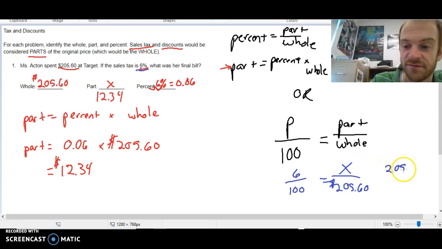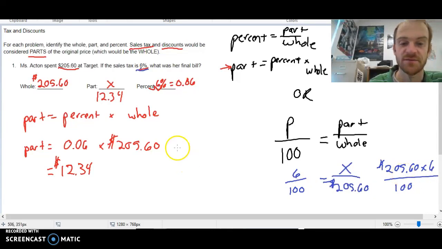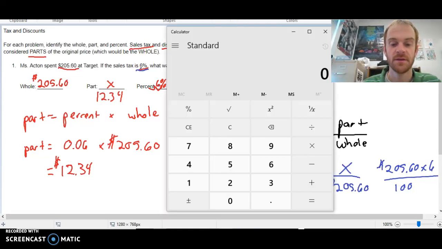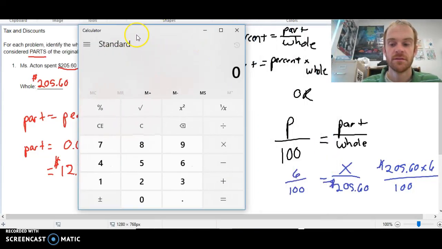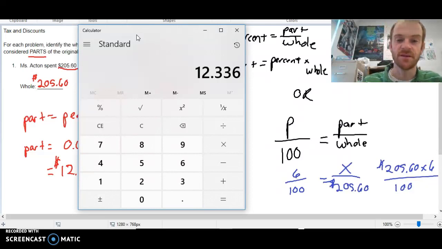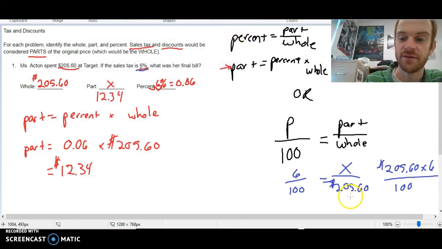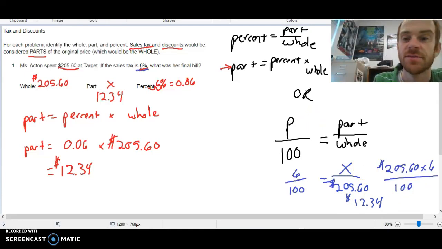So now to find what the part is, I cross multiply. So that means I take $205.60 times 6, and I divide by 100. And when I do that in my calculator, just to even prove it to you, 205.6 times 6, divided by 100. Look at that. It's the same answer we had before, $12.34.